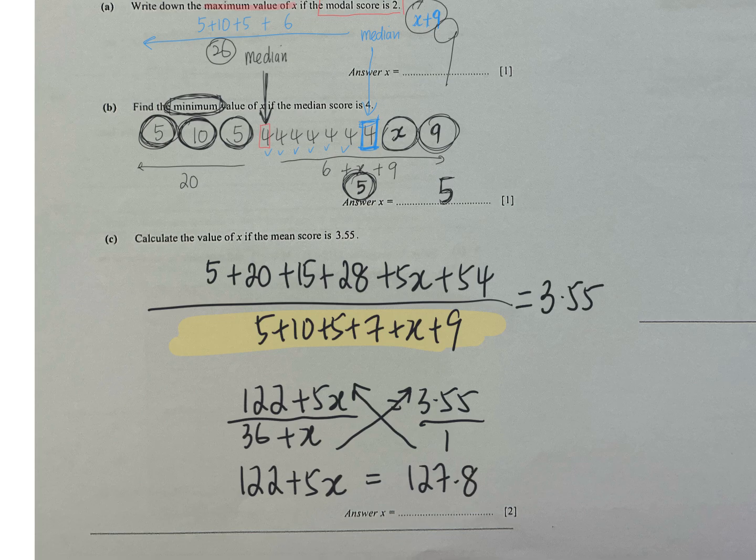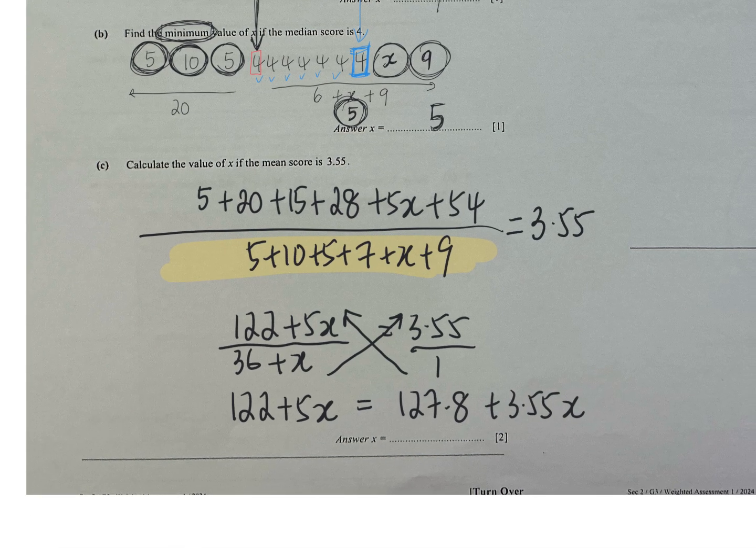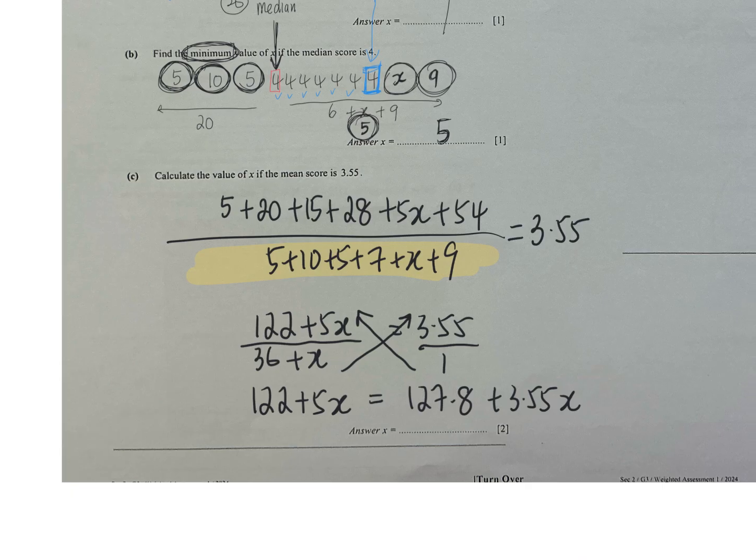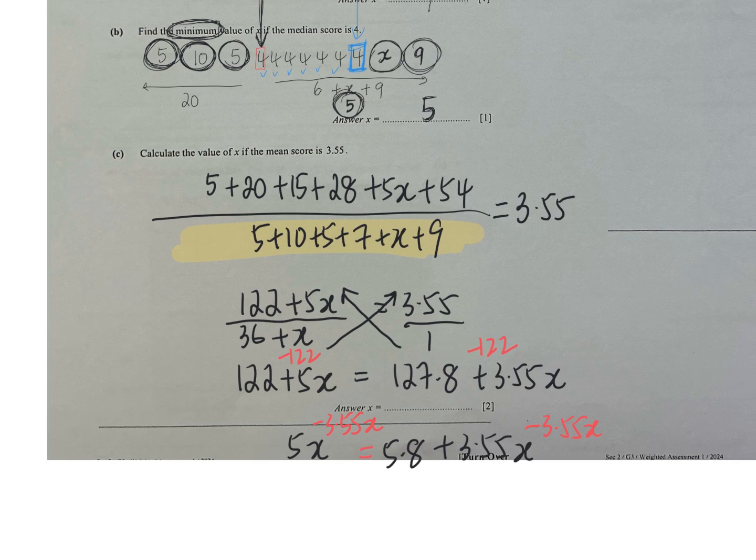And then your 3.55 must multiply by x also. So in the end, if you subtract 122 on both sides, you get a 5.8 here. So the solving part is where you all will make mistakes, but just be very careful. I'm not very worried about the solving part. I'm more worried about this step.